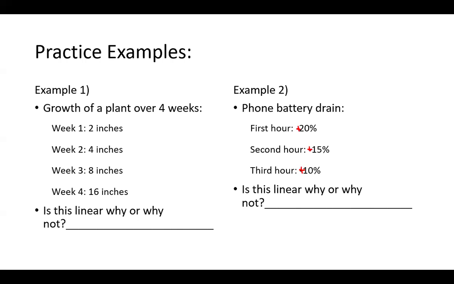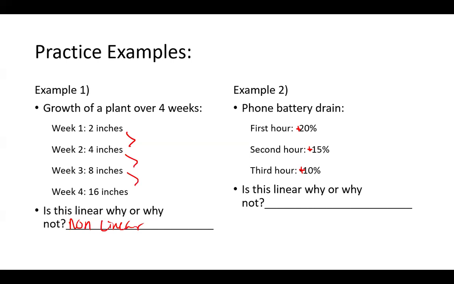All right. Group 1, what did you guys decide for example 1? Was it linear or not linear? And why is it not? It is. So what's happening here? It's quadratic. Okay. It could technically be, depending on how you looked at it.